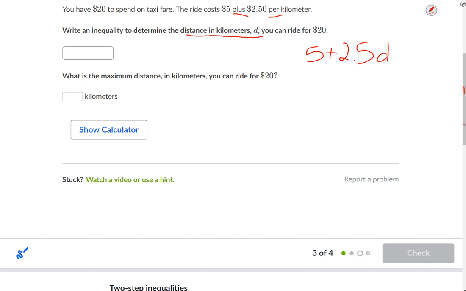And I need to be able to ride for $20. If the ride ends up costing more than $20, will I be able to pay for it? No. If it costs exactly $20, can I pay for it? Yes. If it costs less than $20, can I pay for it? So there's going to be a less than or equal to sign, 20. That's the first thing they want me to do.